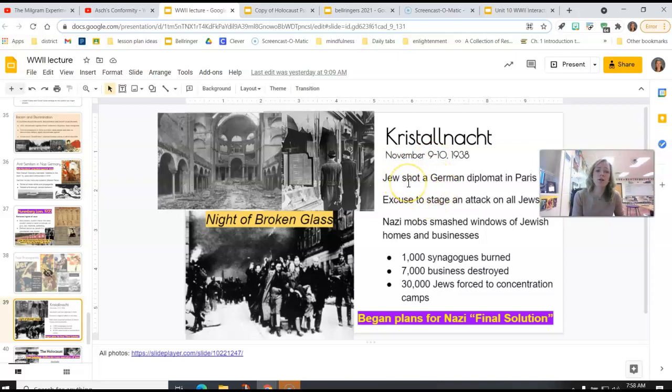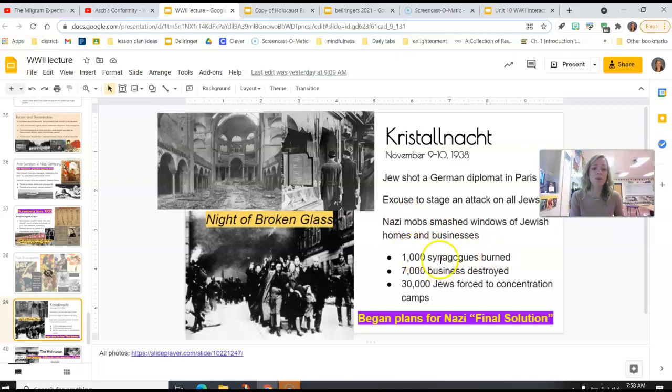A Jew shot a German diplomat in Paris, and because of this, Hitler uses this as an excuse to attack all Jews. He tells everybody, hey, let's go punish the Jews. He tells the fire departments and police departments, hey, there's going to be a lot of fires, but you don't need to show up and do anything about it, because they purposely want to have mayhem.